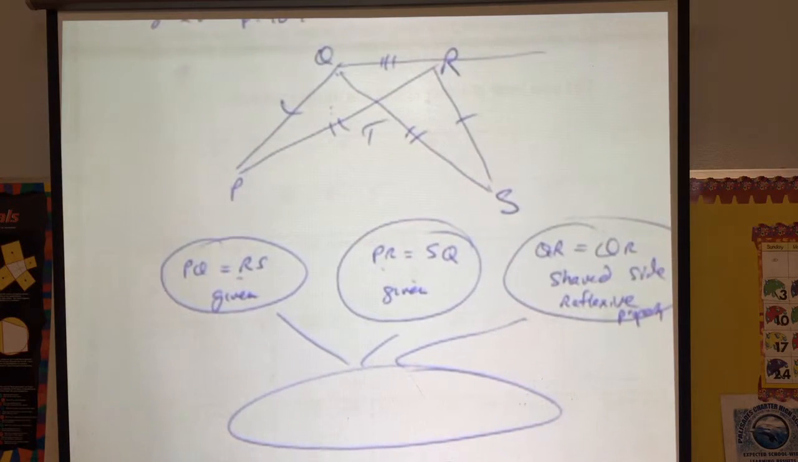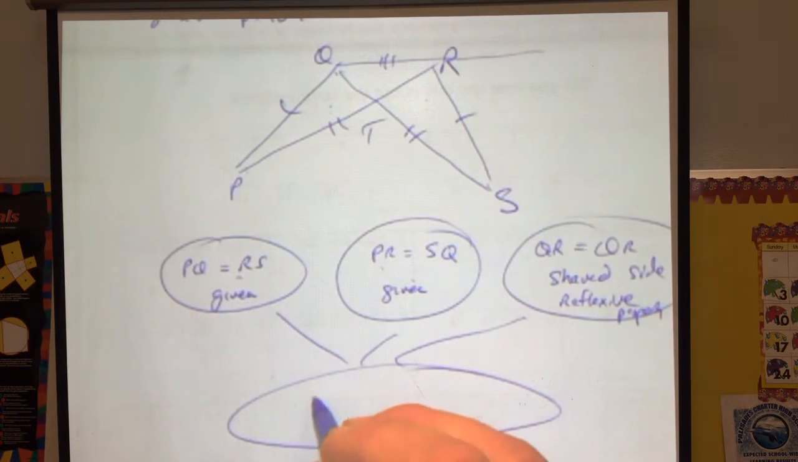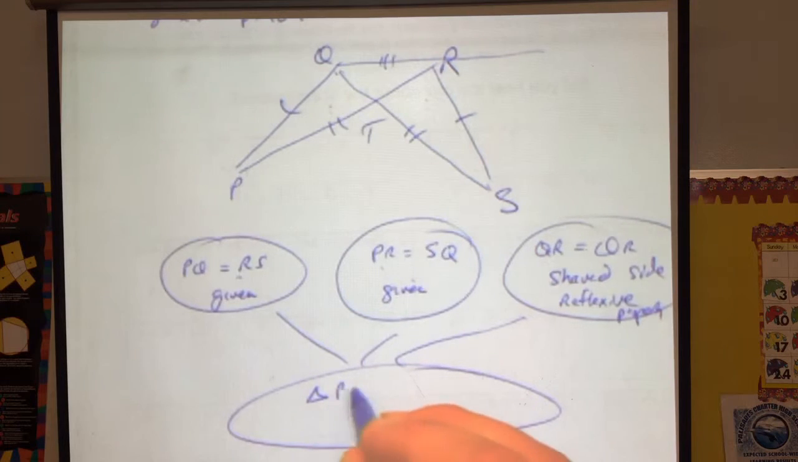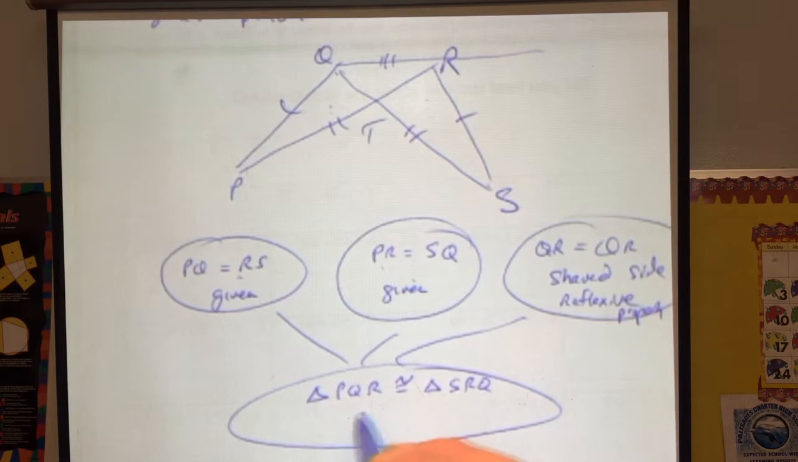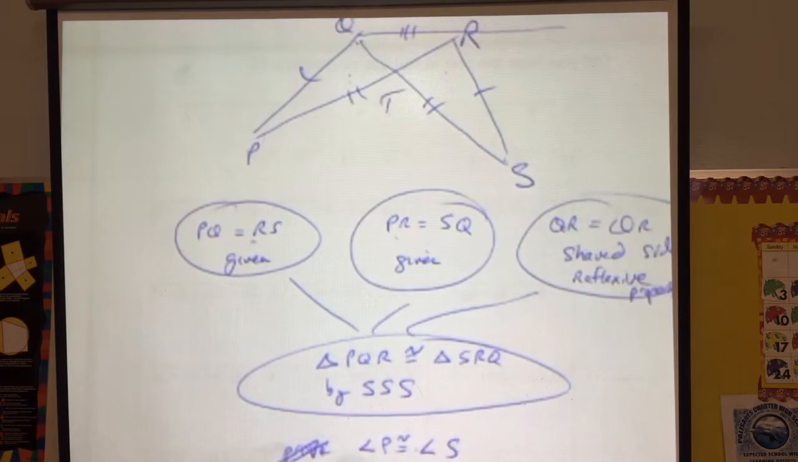And there we go. And what theorem is that? Triangle PQR is congruent to triangle SRQ, and it is by SSS. Very good. By the SSS theorem. Now I don't need to prove it anymore. I can just say that this is true. CPCTC, and I'm done. Guess what?